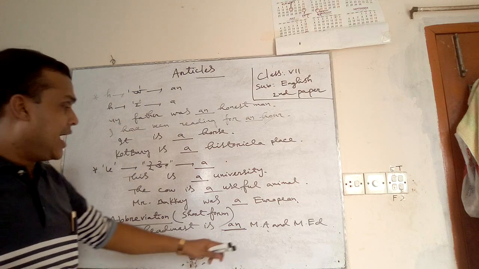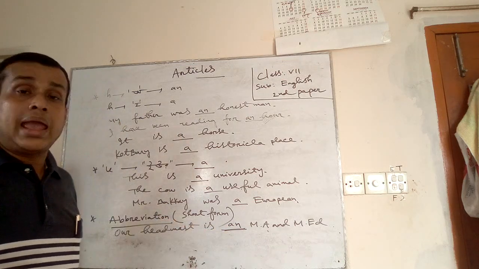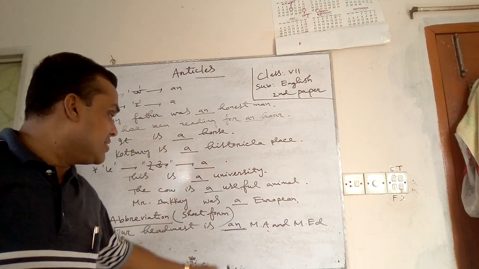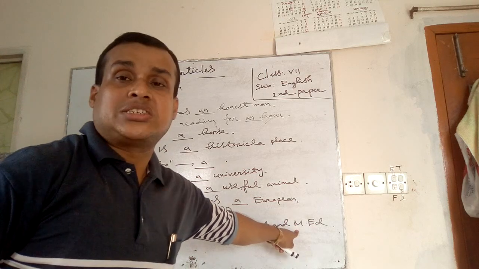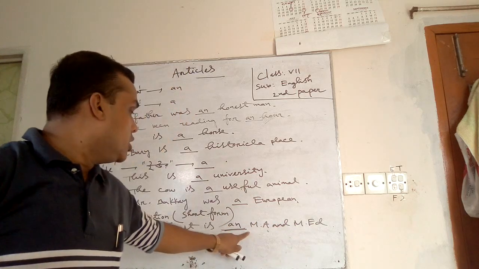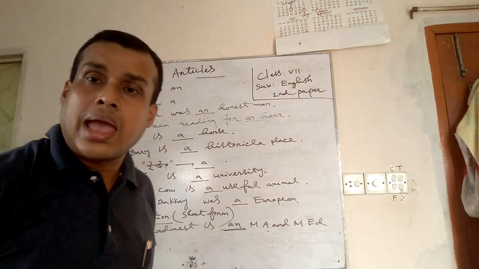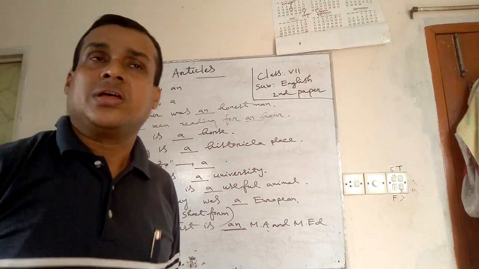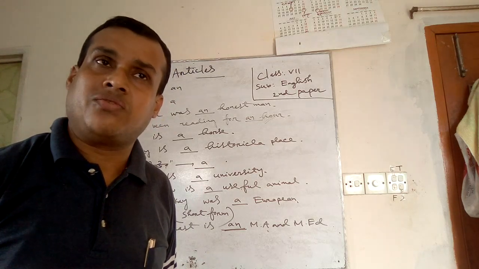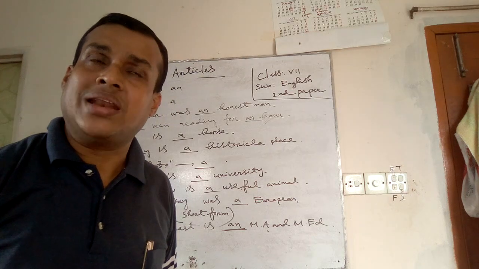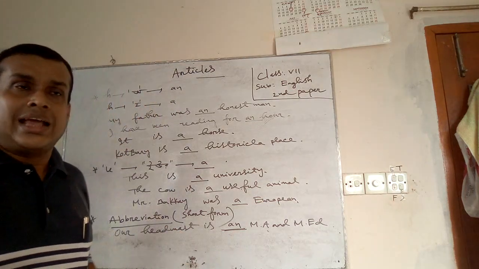Why will you use an? Because of the first letter of the abbreviation MA, which is M. MA means Master of Arts. M.Ed means Master in Education. In MA, you utter the letter M, with the vowel A sound coming first. For this reason, we should use an. Next example.